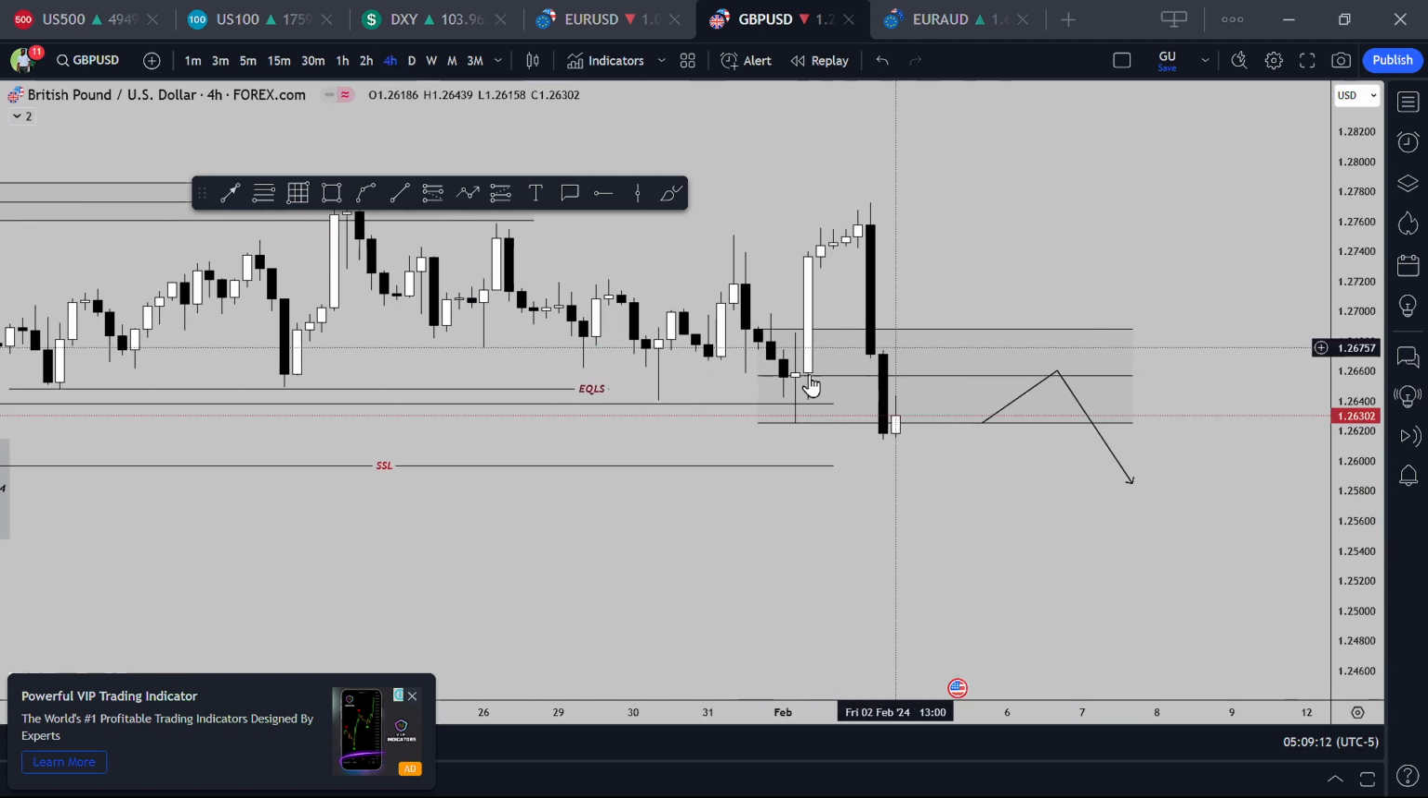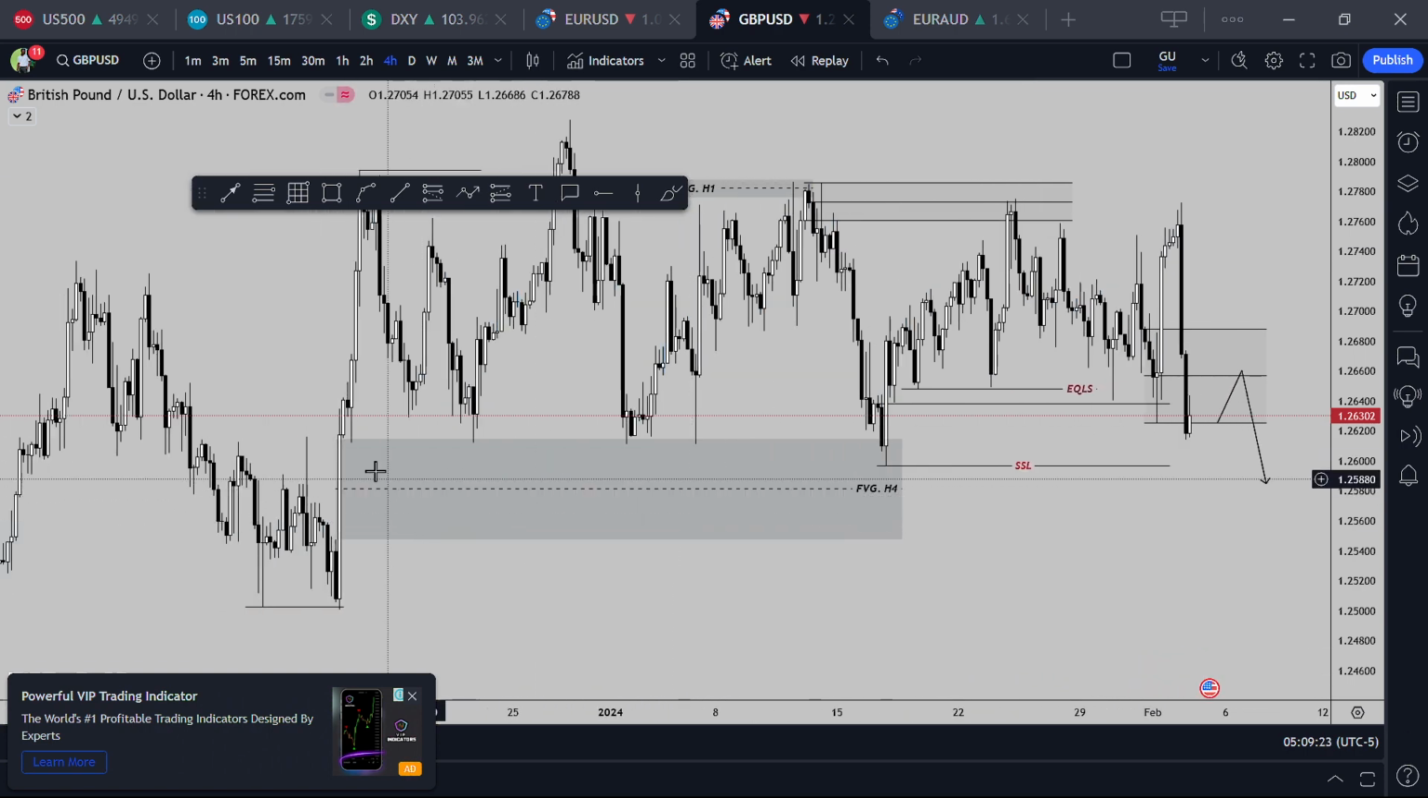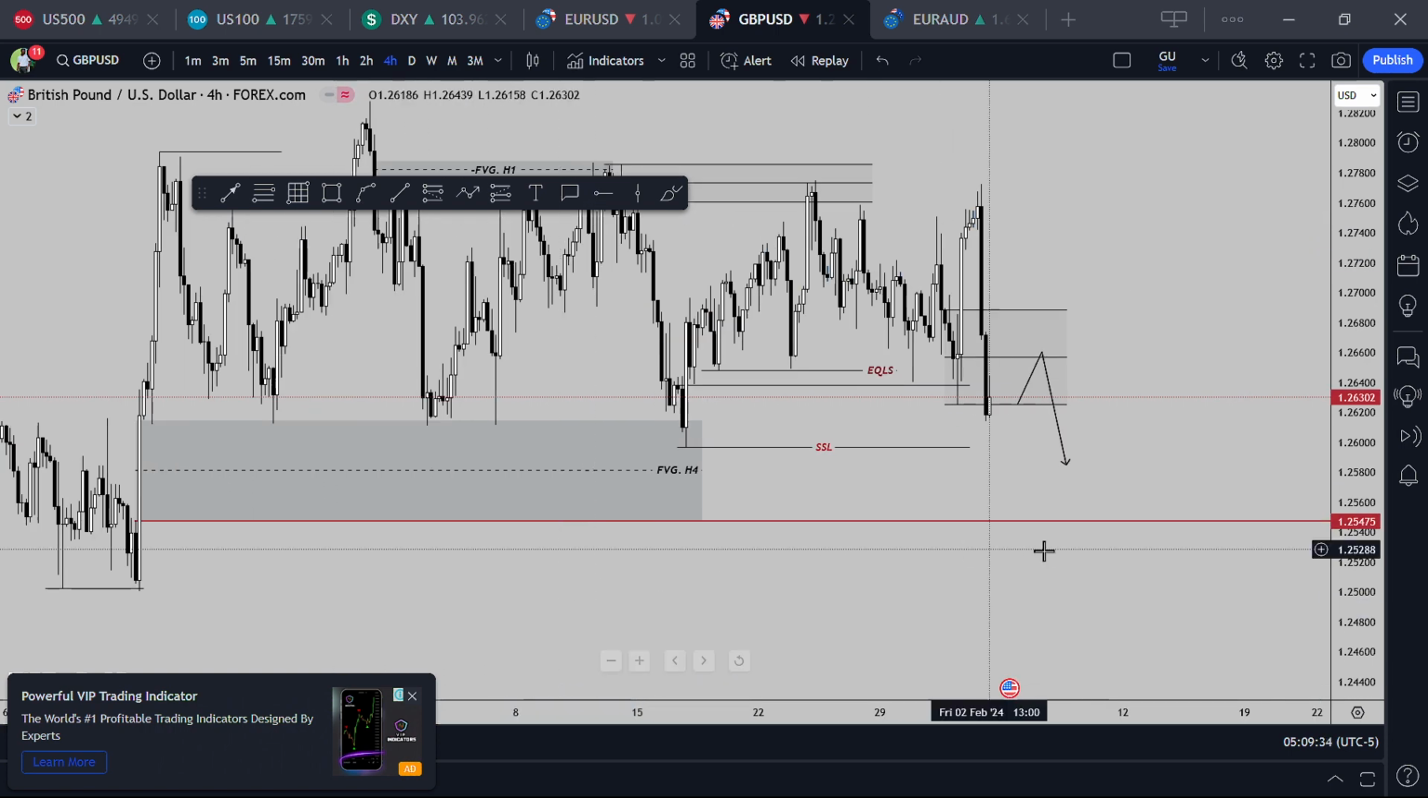On the 4-hour, you can see we have a breaker block and a fair value gap. So we are expecting high of the week to form Monday, Tuesday, and then to sell off to target sell side liquidity. And on the 4-hour, we have this huge fair value gap that we may expect to be filled completely. And we have this other block down here as another target. So these are our targets on GU.